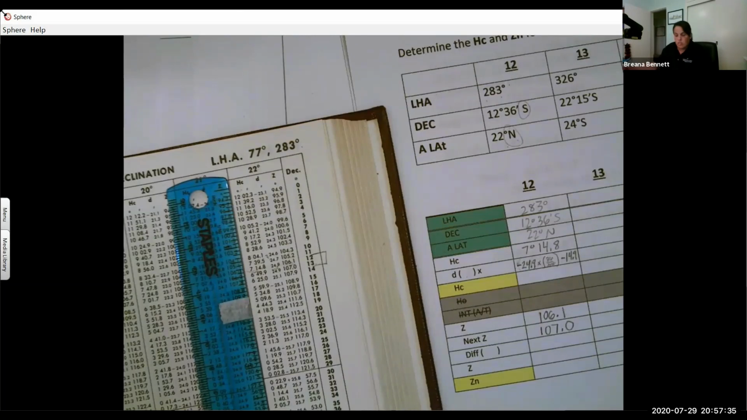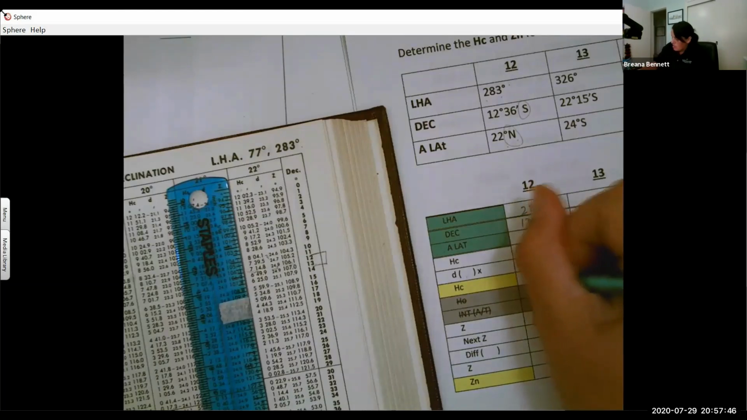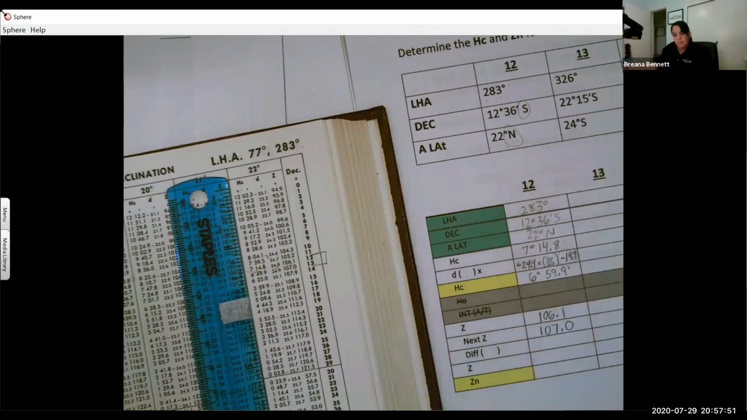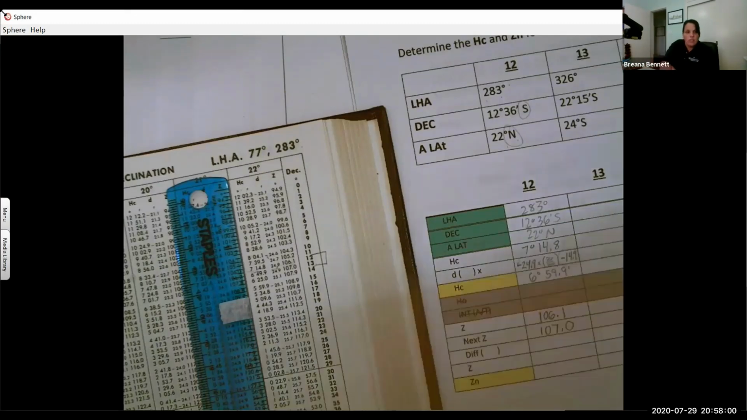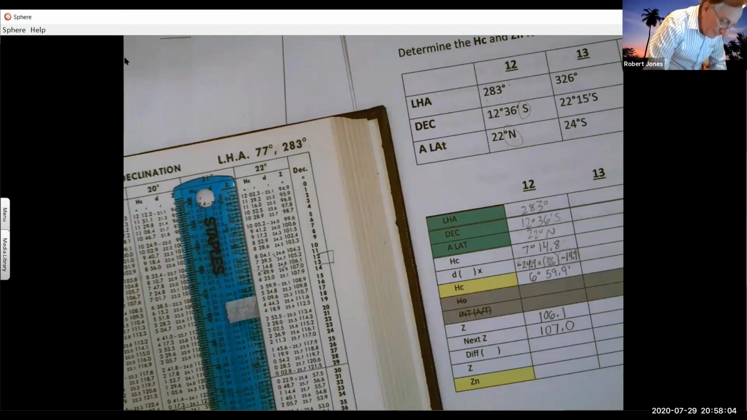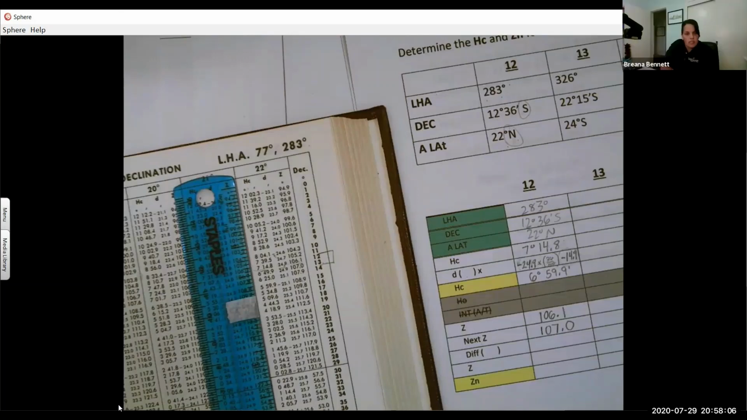So now we apply this correction to my HC. So I get 6 degrees, 59.9 minutes as my HC. You guys follow along on that one? Yeah. Yes. Okay.